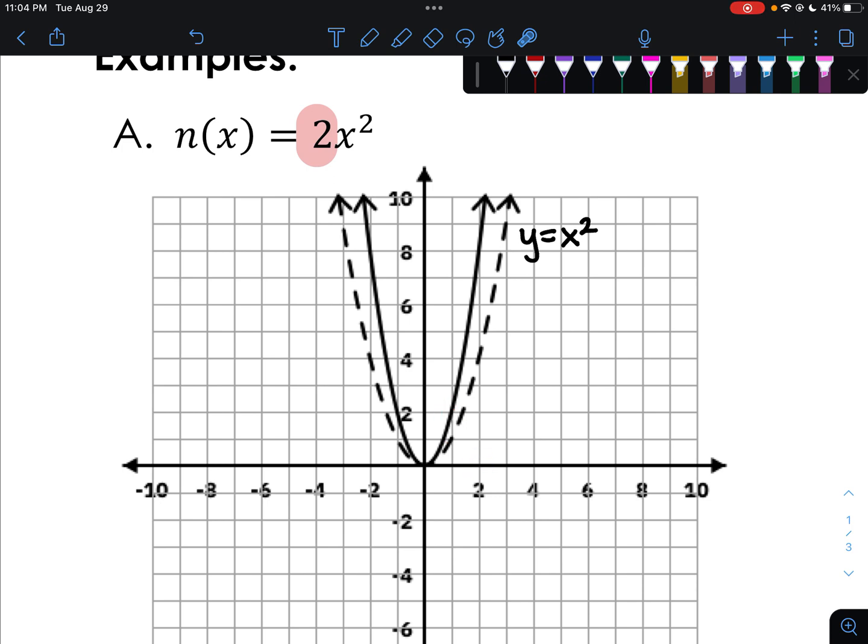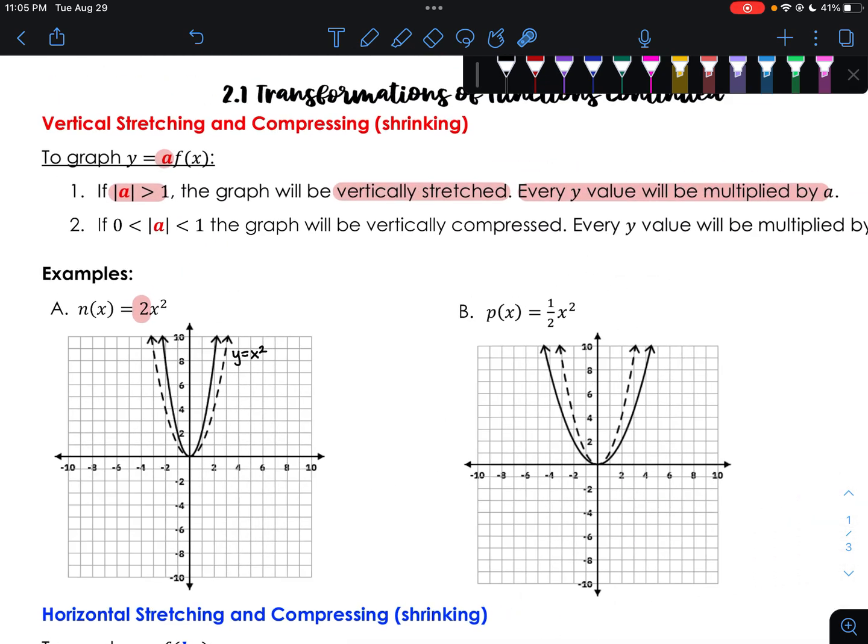Then I had 2, 4 on my parent function. If I multiplied y by 2, which would be 4, 4 times 2 is 8. On my transformed function, I have 2, 8. So again, all we did was take the y values multiplied by 2, and it stretches and makes it skinny.